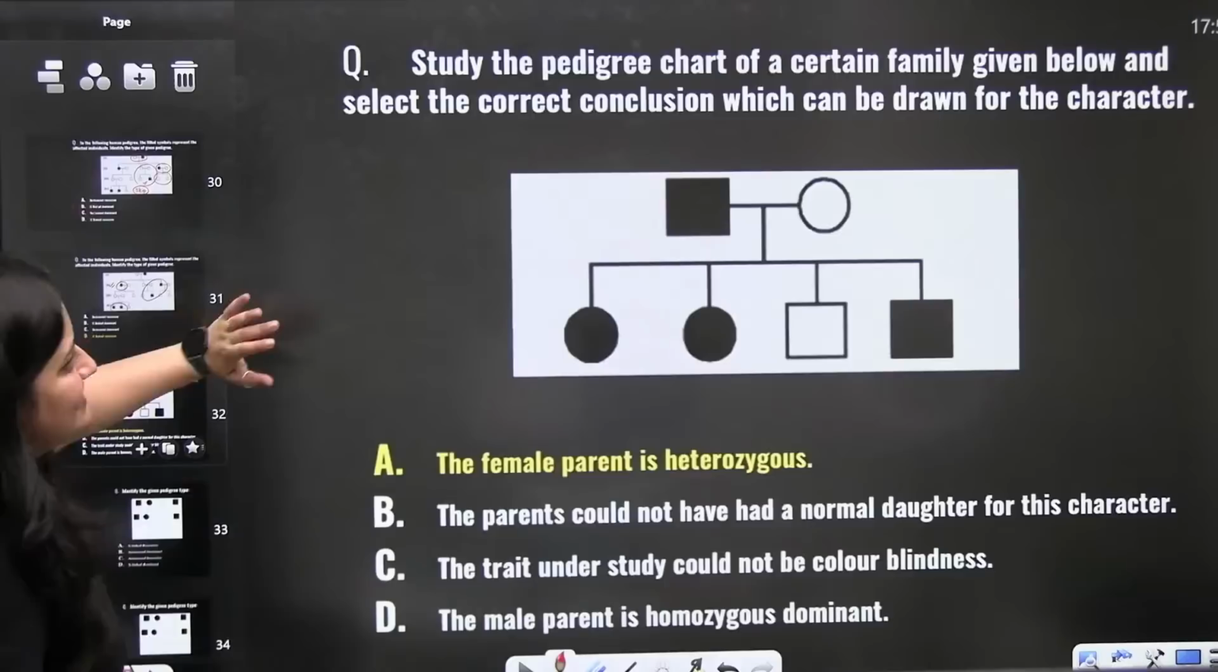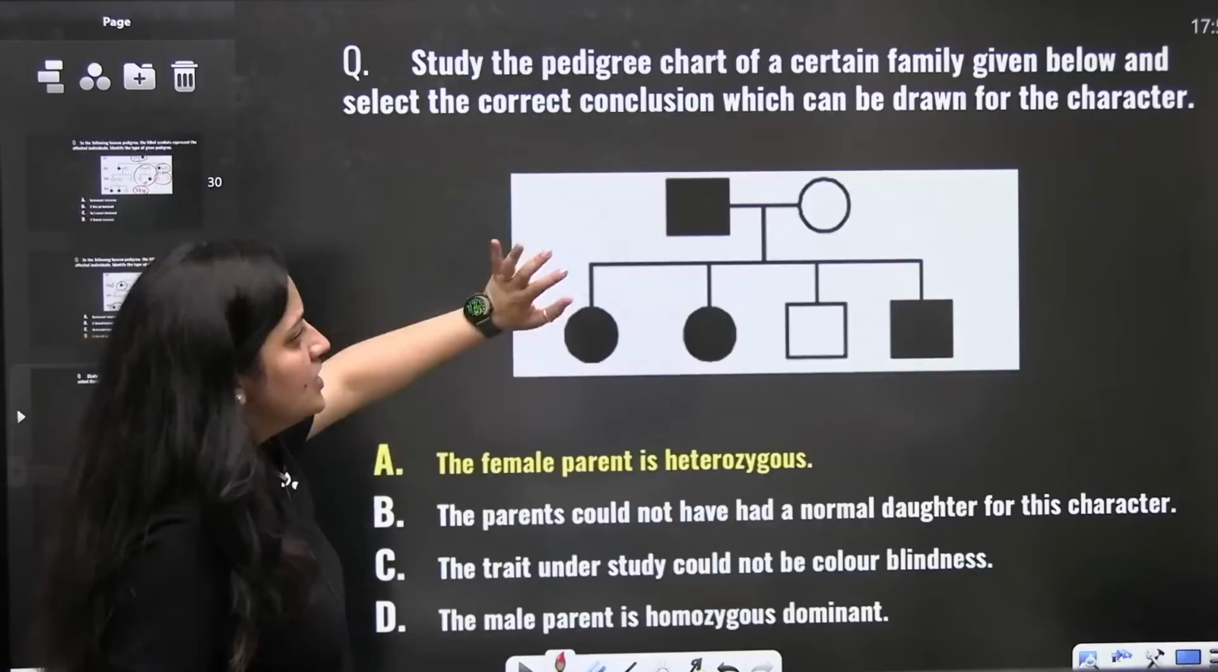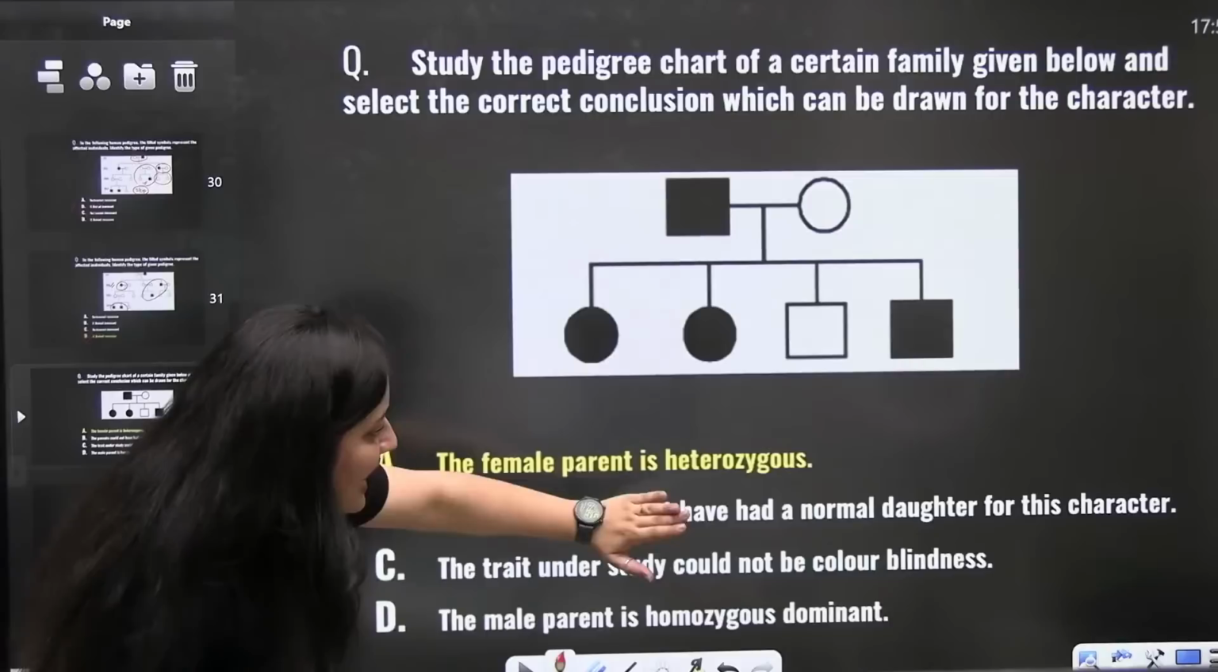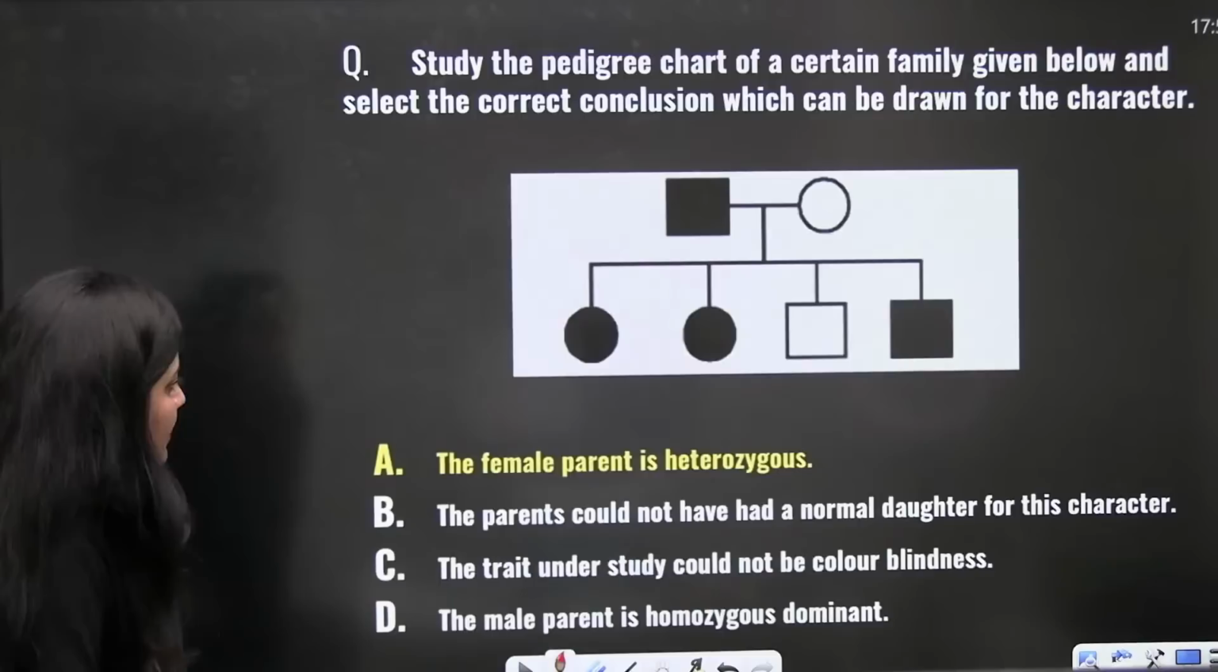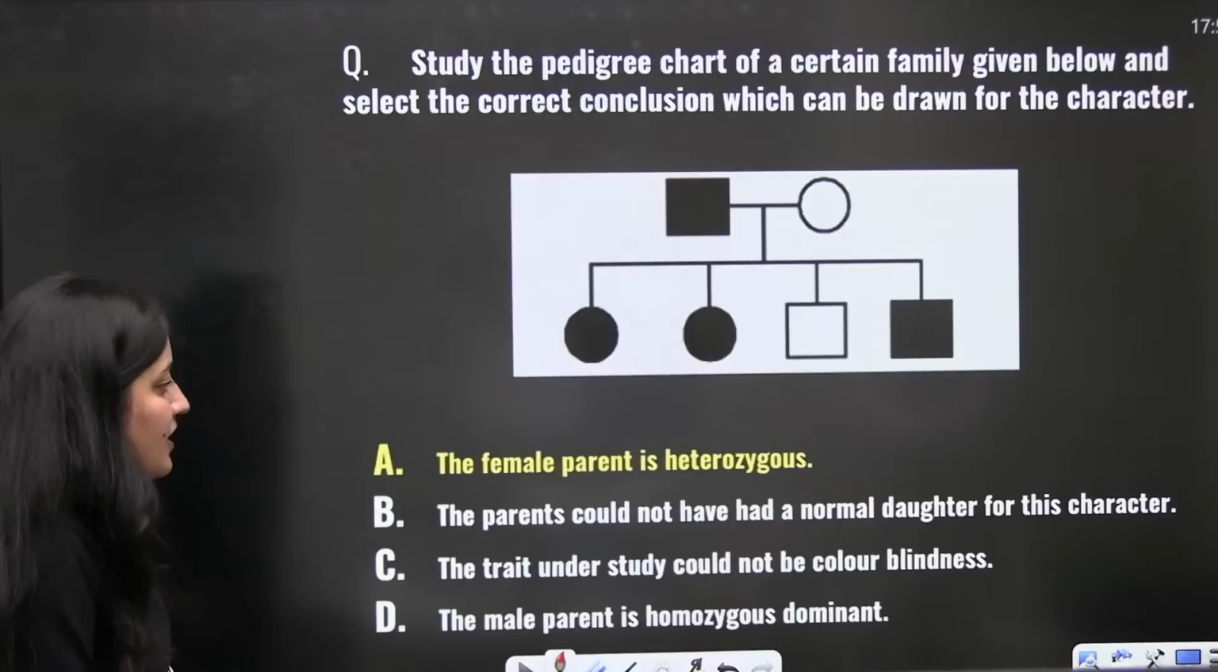Study the pedigree chart of a certain family given below and select the correct conclusion which can be drawn from the character. So, here you can see the parents could not have had a normal daughter for this character. No, we cannot say so as of now. The trait under study should not be color blindness. Still, we are not sure about it.